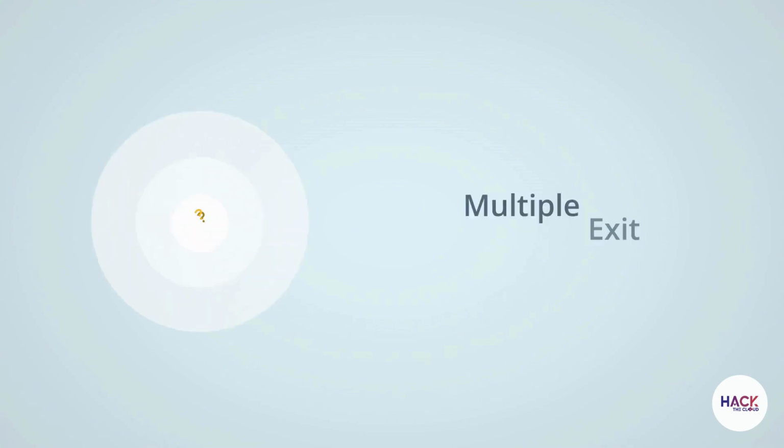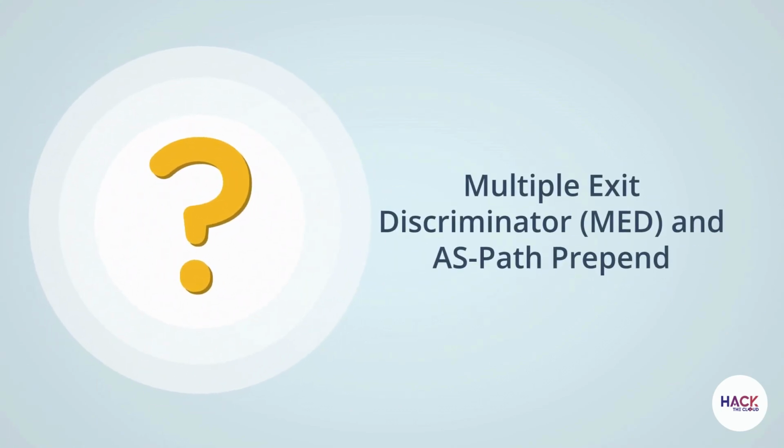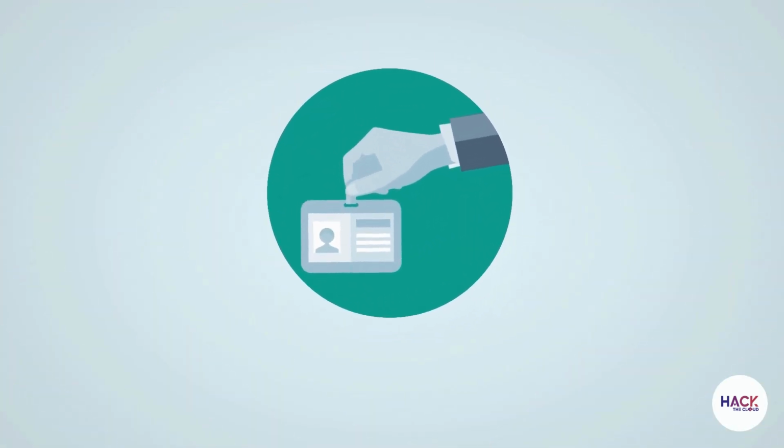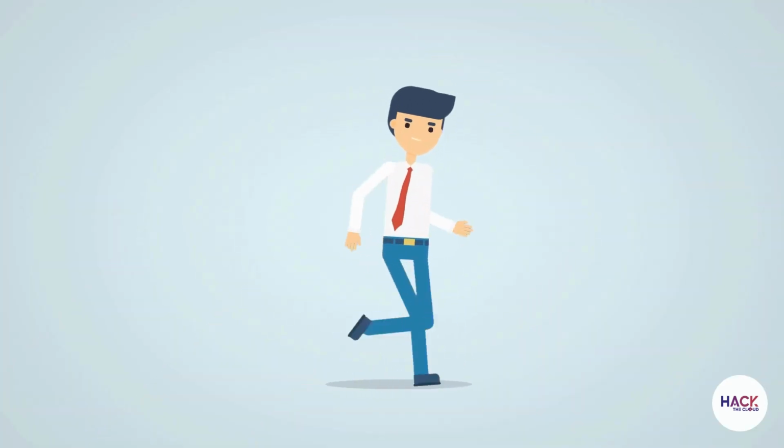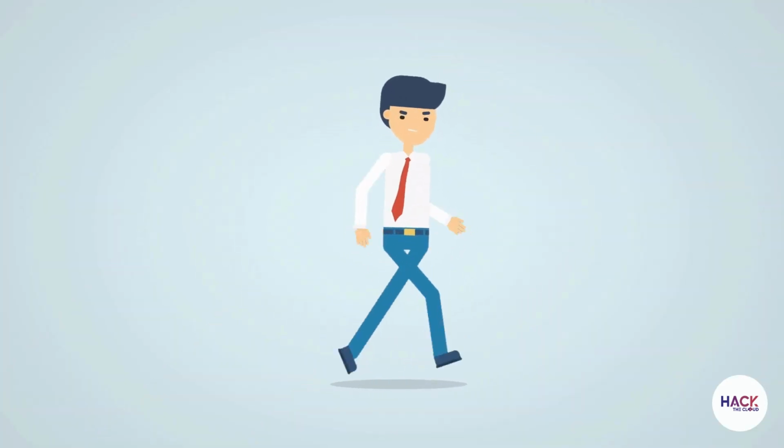Multiple exit discriminator and AS path prepend. Next, we have some BGP attributes, multiple exit discriminator MED, and AS path prepend. MED is like a non-transitive ticket, where the lower metric wins, and AS path is mandatory, shorter paths are preferred. It's like a race where everyone wants to take the shortcut.